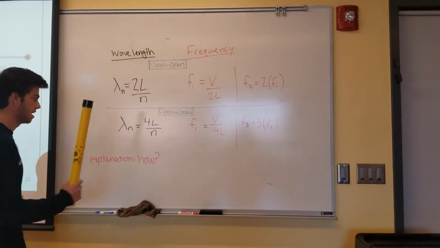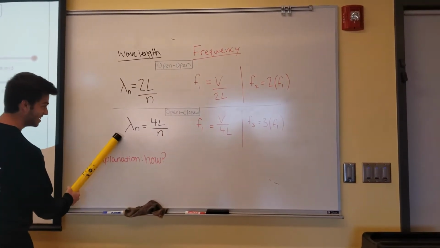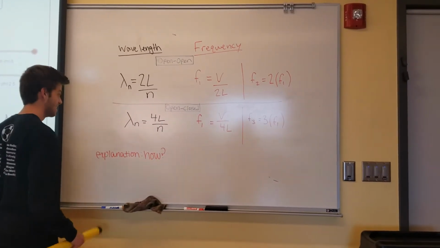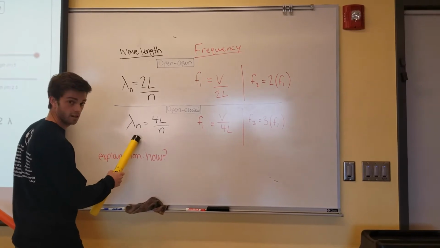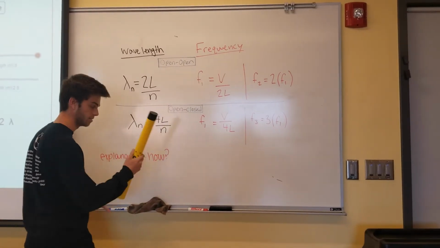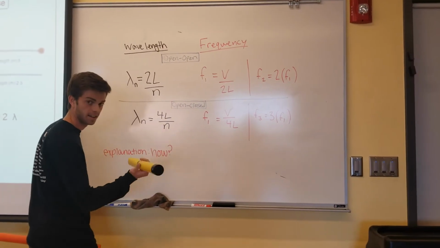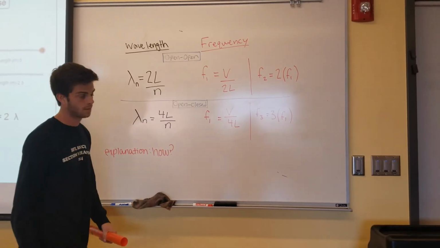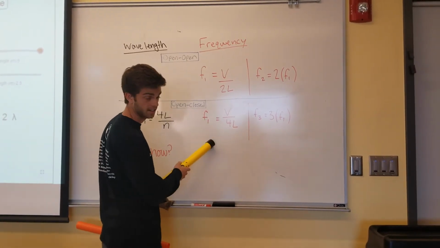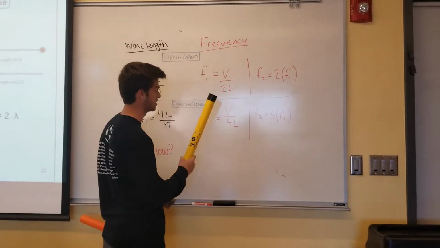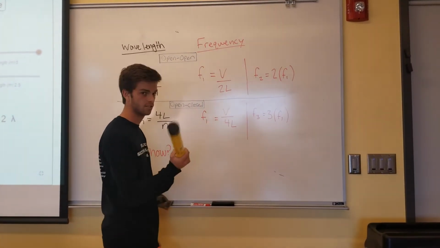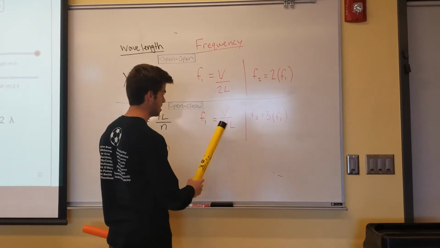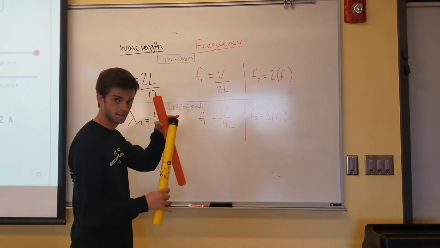Now, in an open-closed system, it's quite different. It's the wavelength of an integer, so 1 equals 4 times the length divided by that integer, or 1. And we're trying to find the frequency of the fundamental. It's the same thing, but replace the 2 with the 4. So velocity, 340 meters per second, divided by 4 times the length.